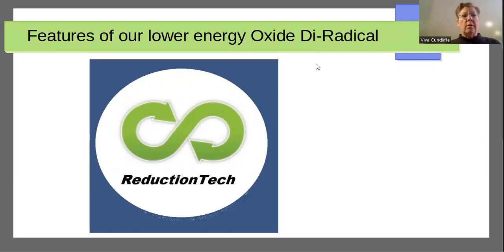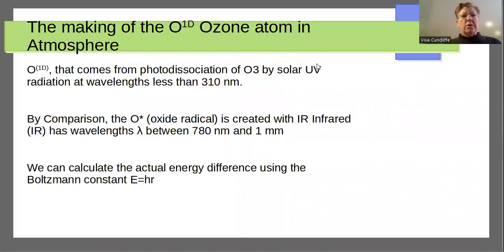And today I'm going to talk about the features of our lower energy oxide dye radical that we generate from our ceramic membrane. So there are two oxygens that I'm going to talk about. One is the O1D ozone atom, which is found in the atmosphere. It is created at the level of the ozone layer and other levels in the troposphere, and it comes from the photodissociation of ozone by solar UV radiation at wavelengths less than 310 nanometers.